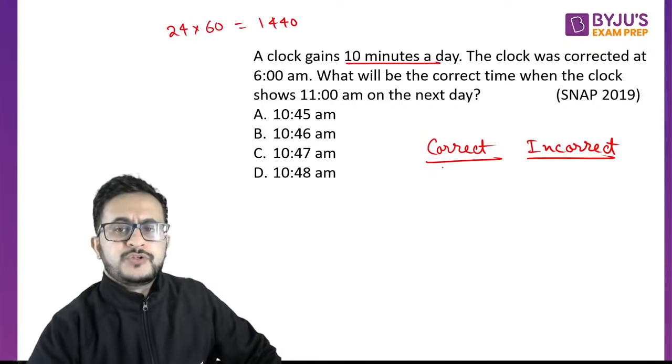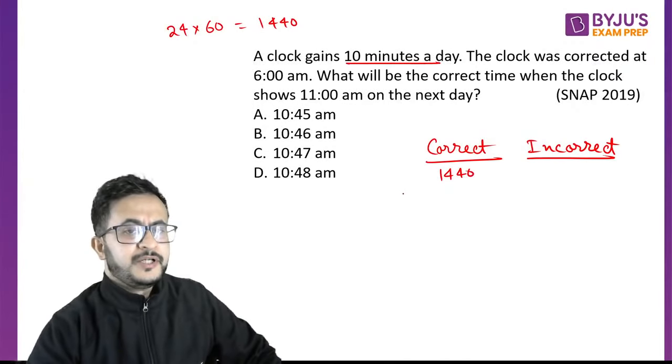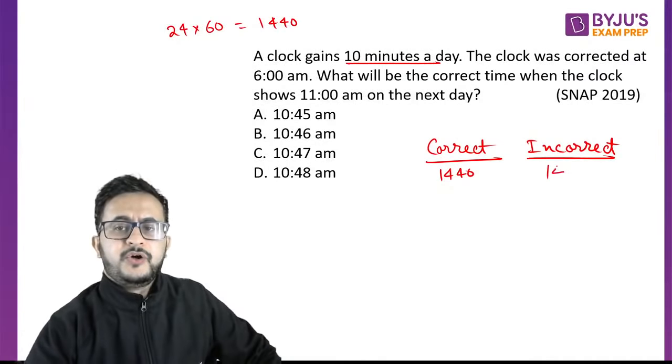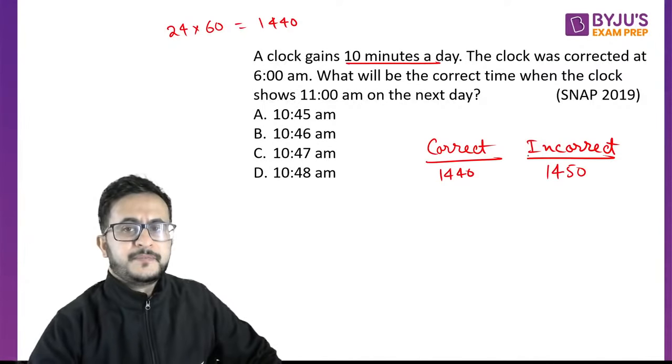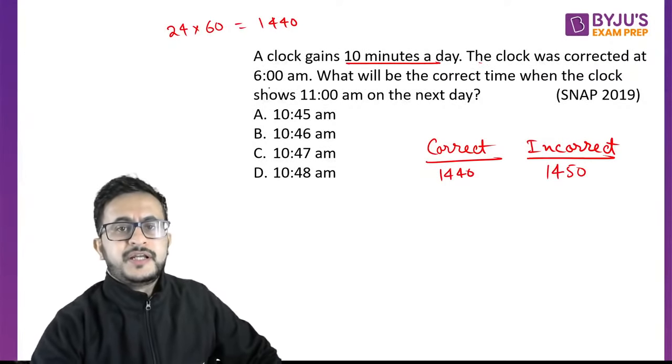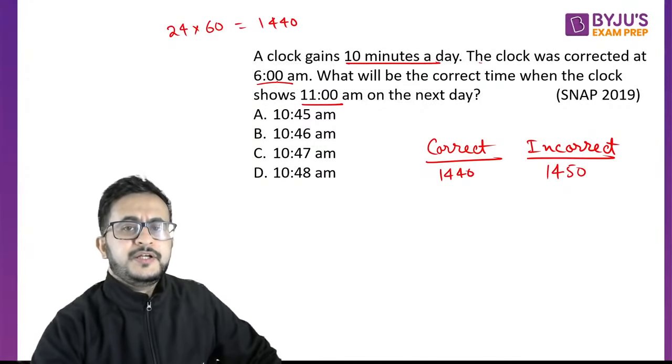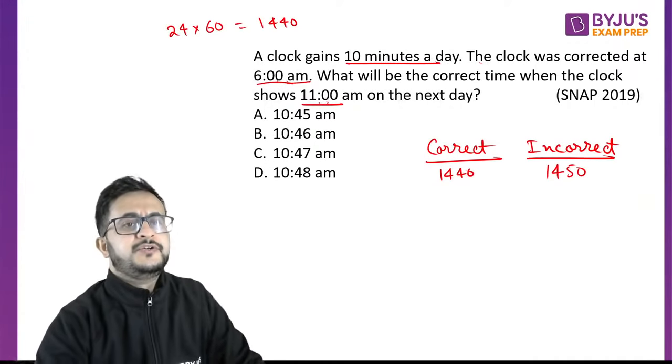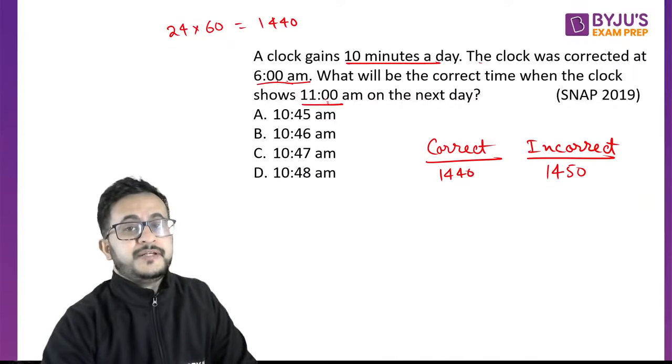ठीक है. So correct clock होगी, so 1440 minutes गेन होंगे. ठीक है. Incorrect clock कितने का minutes कर लेगी? 1450. 10 minutes extra कर रही है. ठीक है. Now the clock was corrected at 6 a.m. It shows 11 a.m. on the next day. Right. So 6 से 11 कितने hours हो गए? 6 a.m. to 11 a.m.